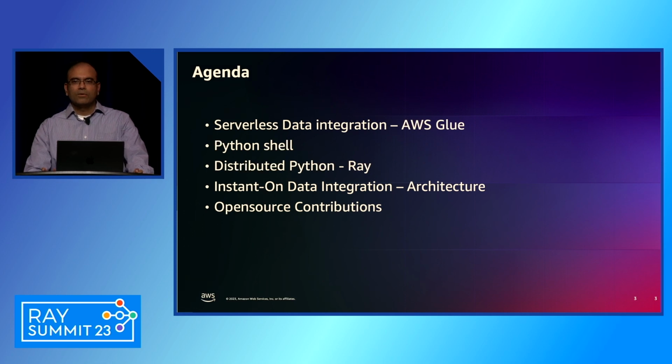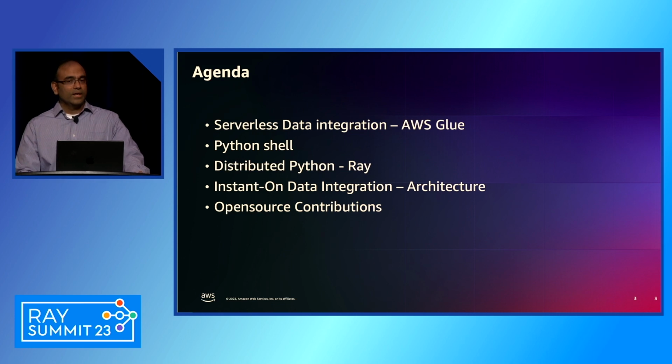On the agenda, I'll be going through serverless data integration, which is a service that's AWS Glue. I'll give you a very quick primer on that. We'll get into Python Shell, which is a product that's there in AWS Glue, how it's used, a bit of the challenges that we have, how we adopted Ray, and the distributed Python, used it for large-scale data processing. And then we'll get into a bit of the architecture of the product that we built. And then we'll end with how we are contributing back to the open source community in Ray.